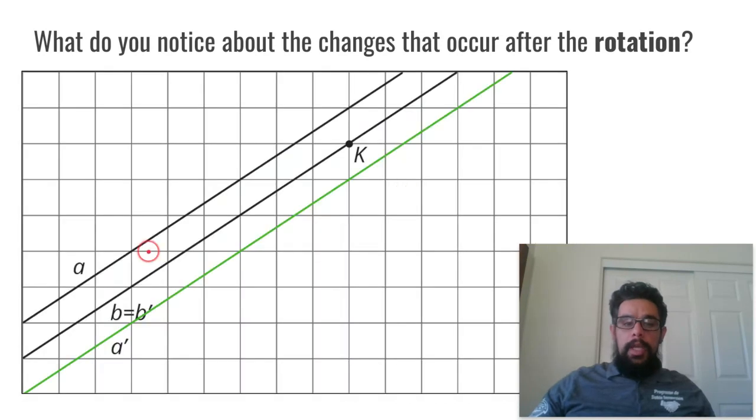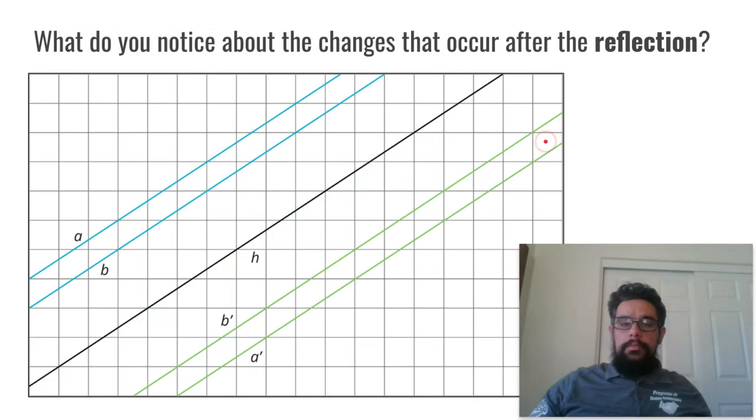Here we have a similar idea with a rotation. Line A here is rotated 180 degrees around center K. And then B and B prime, when we did that rotation, stayed in the same position. Again, you notice that the lines that are parallel are still parallel, and they are parallel to each other. The third one that we did, these two lines were reflected across line H.